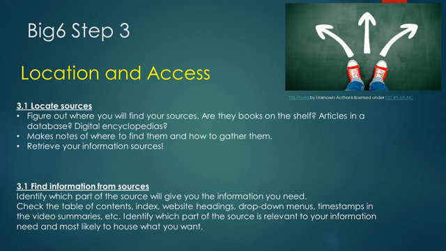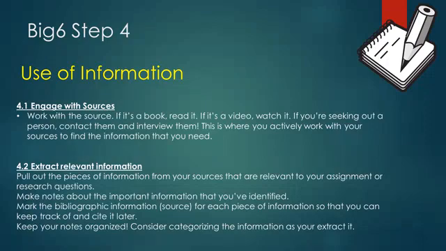Identify which part of the source will give you the information you need. Check the table of contents, the indexes, website headings, drop-down menus, timestamps and video summaries, etc. Don't flip through a 100-page book or a 200-page book. Check the table of contents. See if there's just a chapter about windmills. Identify which part of the source is relevant for your information need and most likely to house what you want. All right, Big Six Step 4, the use of information.